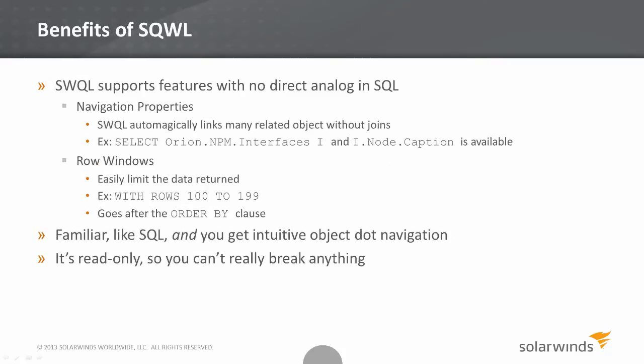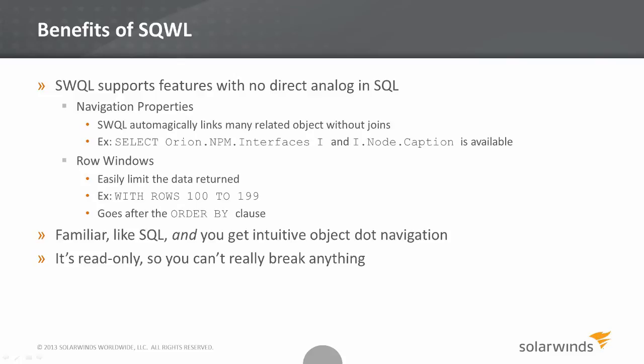The other cool thing about SWQL is that it has features that really aren't a part of SQL. The first one of those is navigation properties. Like I mentioned, they're sort of an automagic join for related objects. So for example, if you're doing a query on interfaces, then interfaces are always attached to a node. So with a dot notation, you can go from the interface out to node and then to a property on node like caption without doing a join. Now, if you want to do a join for a particular reason, and I'll actually show you an example of that in a minute, you can certainly do that, but it makes navigating that an awful lot easier.